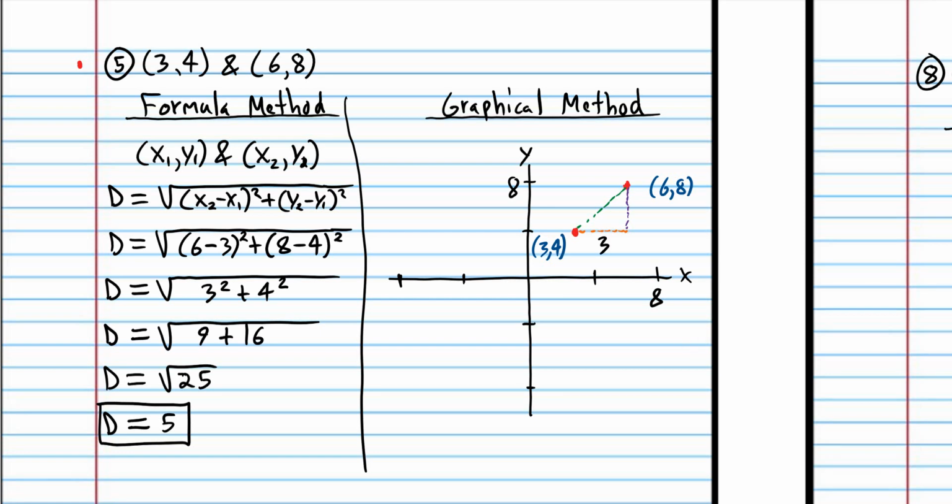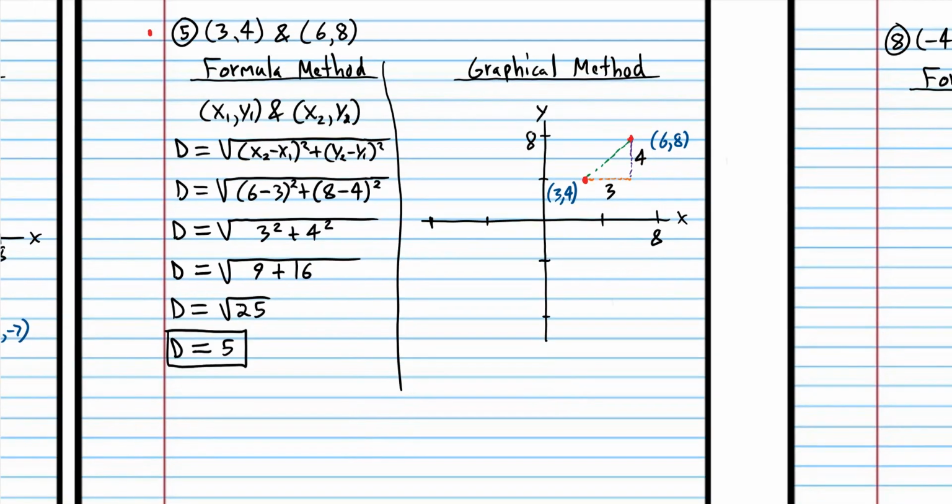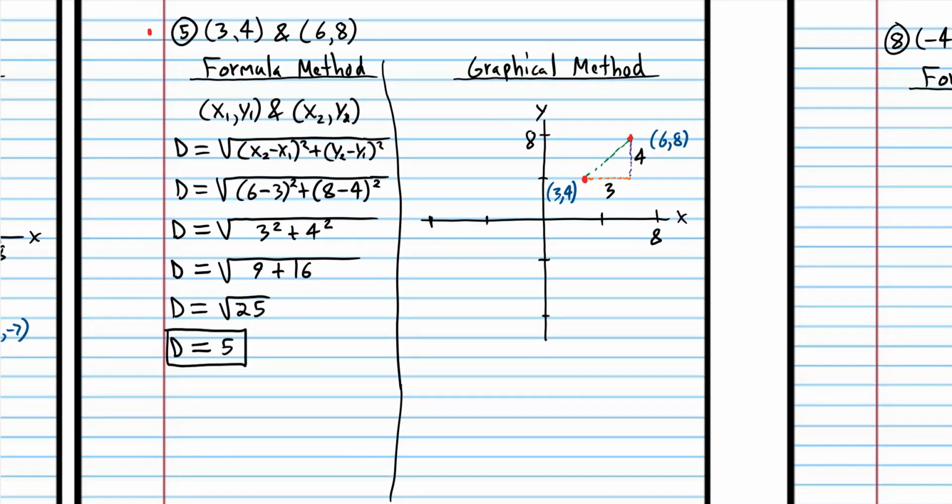So I'm going to change it to +3. Subtract the y values, we get +4. Again, it doesn't matter which way you subtract. You can do 6 minus 3 or 3 minus 6. Just change it to a positive. So now we have a right triangle, and we have the legs of the right triangle, so we can use a squared plus b squared equals c squared. Plug in 3 for a and 4 for b.